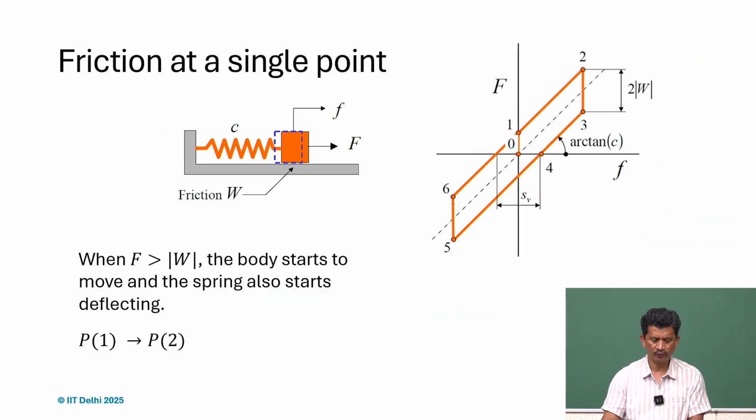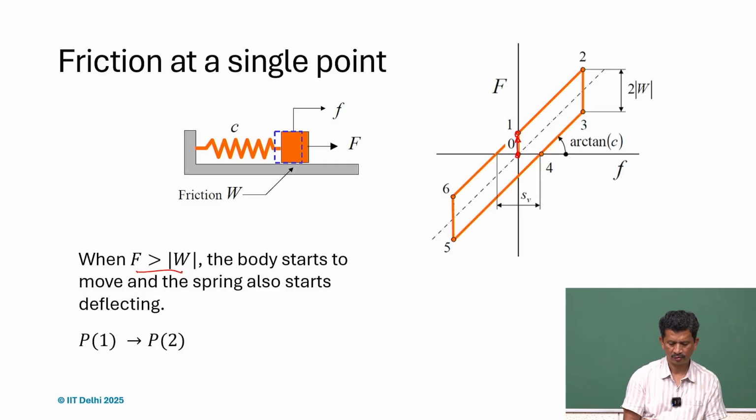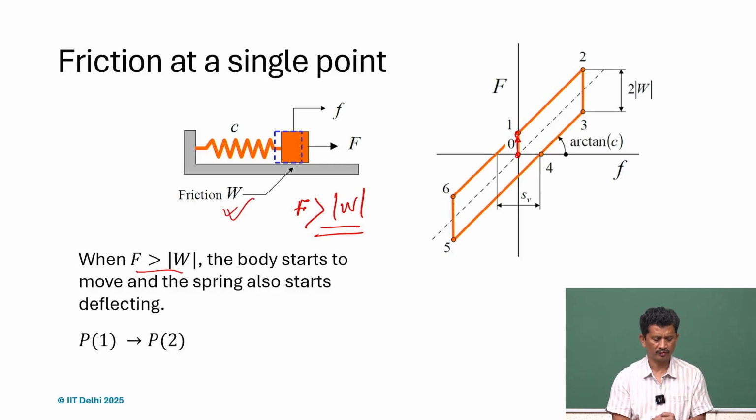So as we move from 0 to 1, what happens here? So at 1, now F is larger than whatever is the friction value here, the maximum friction value. So it means now it will deflect.